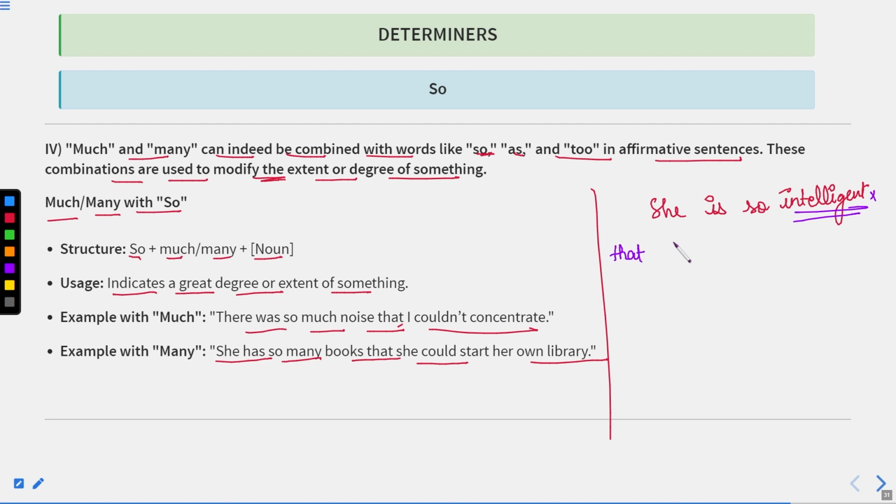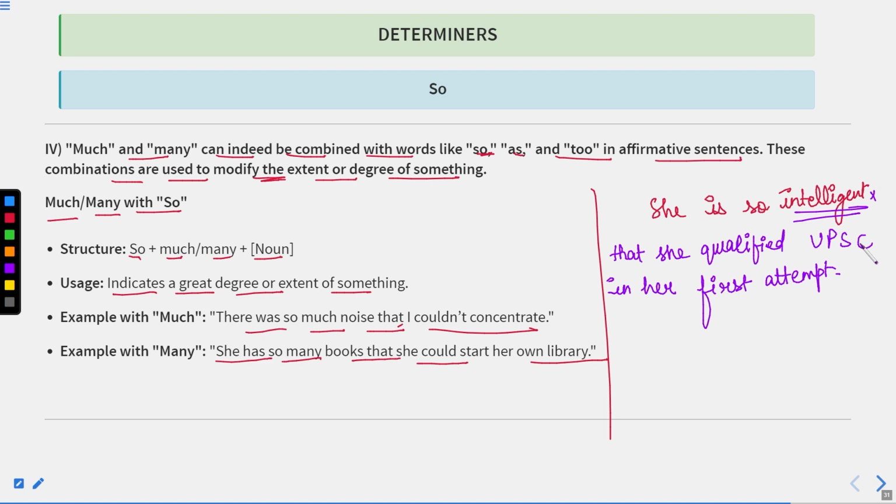So, she's so intelligent that she qualified UPSC in her first attempt. Here you can show the extent of her intelligence. That is why we cannot use "so" and an adjective alone. We need to add some other word: the conjunction "that" and a clause to indicate the extent of their quality.